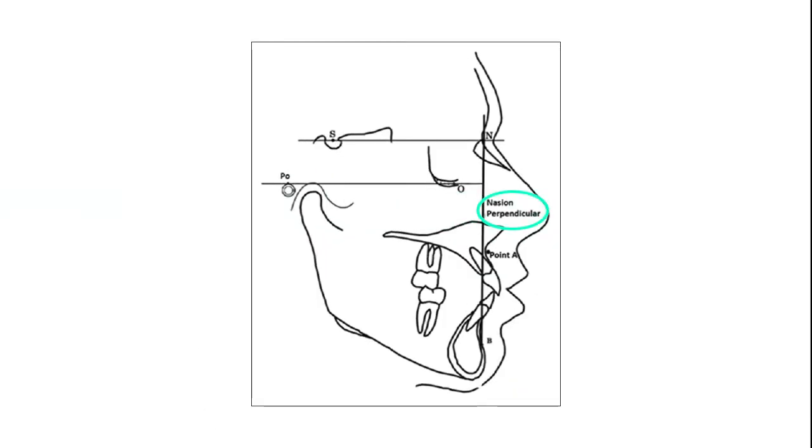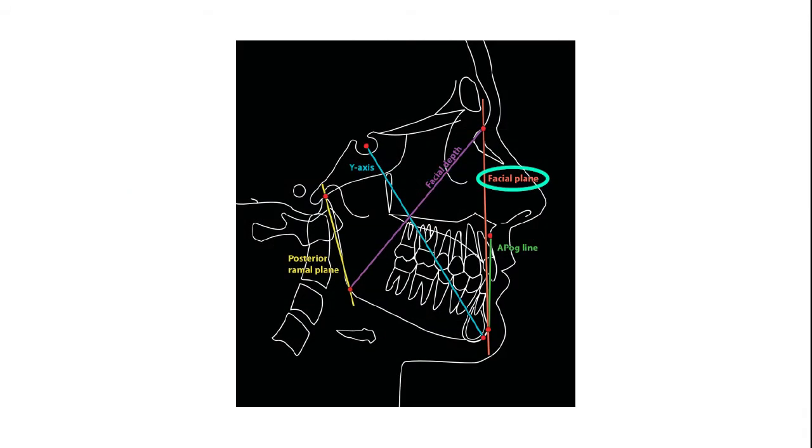The next is the vertical reference planes, Nasion perpendicular. It can be abbreviated N perpendicular. A line drawn perpendicular to the Frankfurt horizontal, or ideally the true horizontal plane, from Nasion. It is described by the orthodontist James McNamara Jr. Facial plane. Strictly speaking, it can be said as a skeletal facial plane, a line joining Nasion to Pogonion.